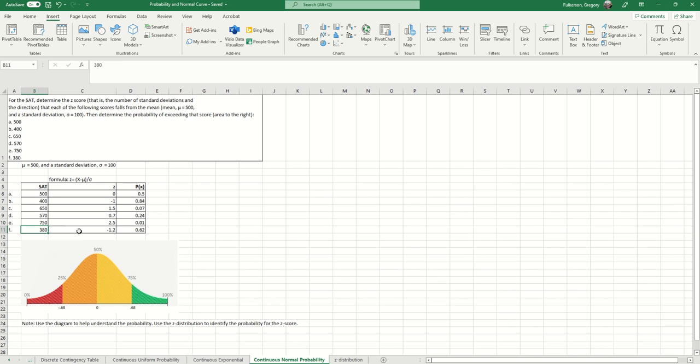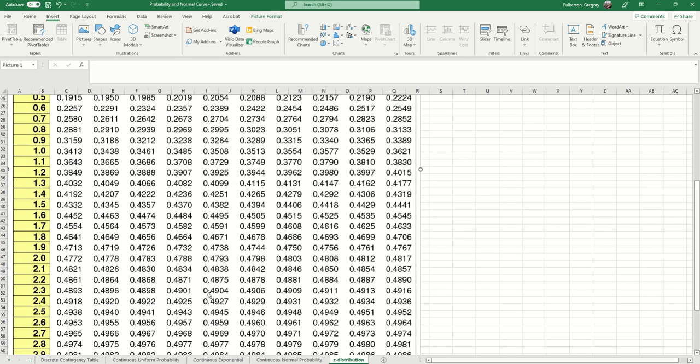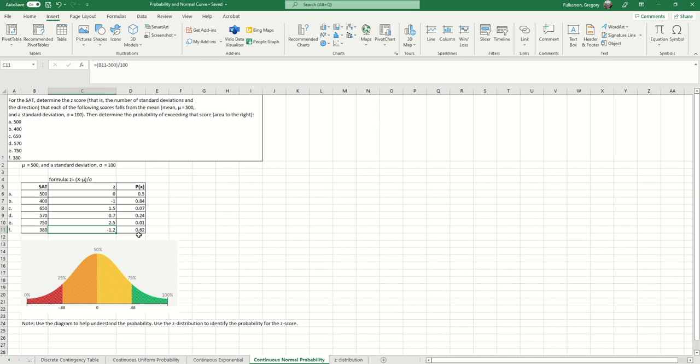380 is really a low score, so that's a minus 1.2. It's going to be way over here, so most of it's going to be a high proportion who are to the right. Right? So now let's go to 1.2 on the table, and that's 0.38 subtracted from 0.5, right? Will give you the area to the left, which is going to be 0.22. So subtract 0.22 from 1 to get the area to the right, and you get 0.62, right?